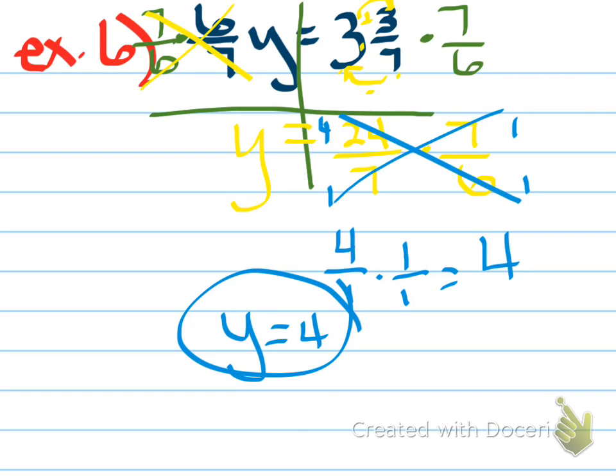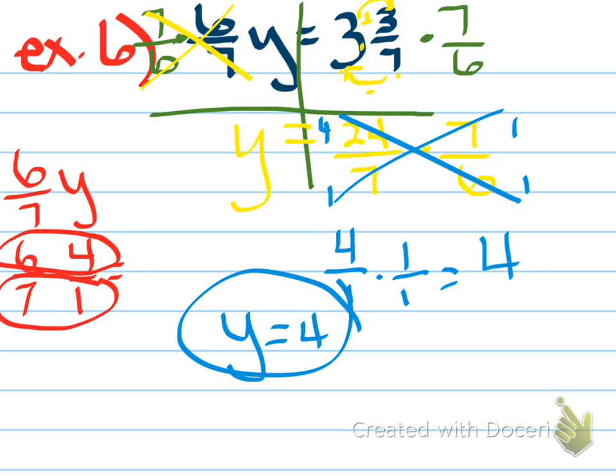We're not done. We're going to check our work. So we're going to do 6/7 times y, 6/7 times 4 equals, all right, so we got to put 4 over 1. We're going to do hamburger. There's no cross simplifying. It's going to be 24 over 7. Well, we make that into a mixed number, and it's going to be 3 with a remainder of 3 over 7, which is check. So the answer 4 does work.